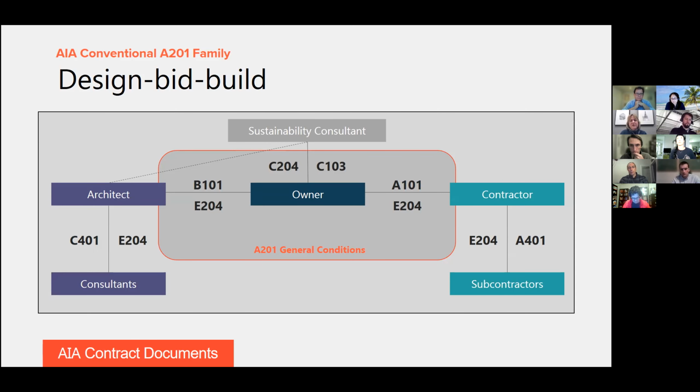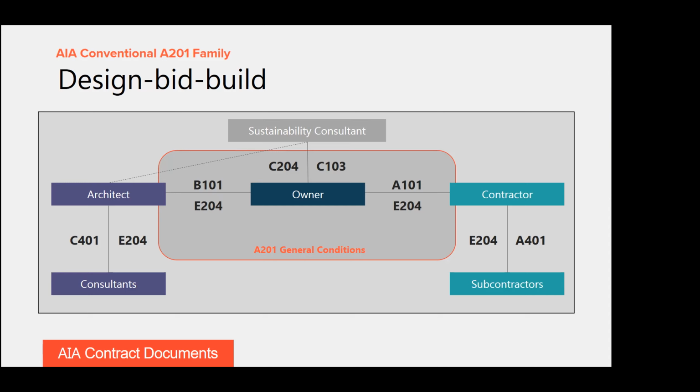So really this diagram is showing you what we're talking about when we talk about the AIA main family of documents that I think most people are familiar with, and that's the A201 family, which includes the B101 owner architect agreement, and then the C401, which if you're a consultant you maybe are using if you're working with an architect. And then we have some consultants that are working directly with the owner, and they're using a C103. And then we've got the contractor to the far right hand side of the screen, but I'm not going to really talk about that as much tonight.